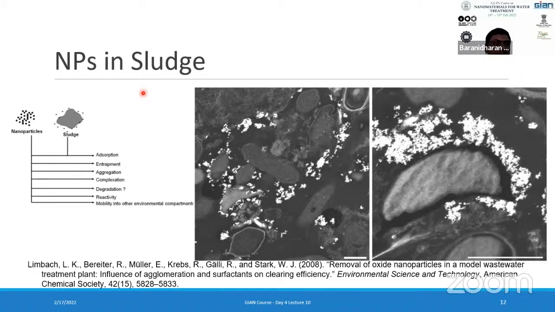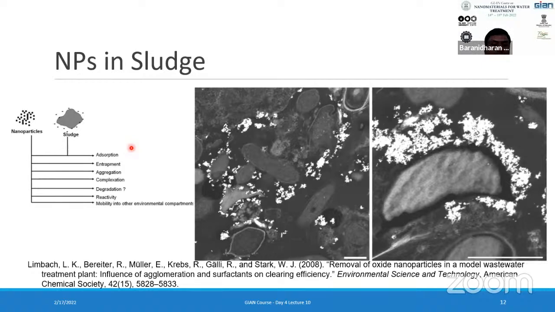The mechanisms or pathways by which they can get onto the sludge include adsorption, which was already discussed, how these particles get adsorbed onto the surface. Entrapment, where these nanoparticles can get entrapped between the sludge or onto the sludge. And aggregation or compaction and degradation can also happen. Some of the nanoparticles can, over a period of time, get degraded and become reactive.